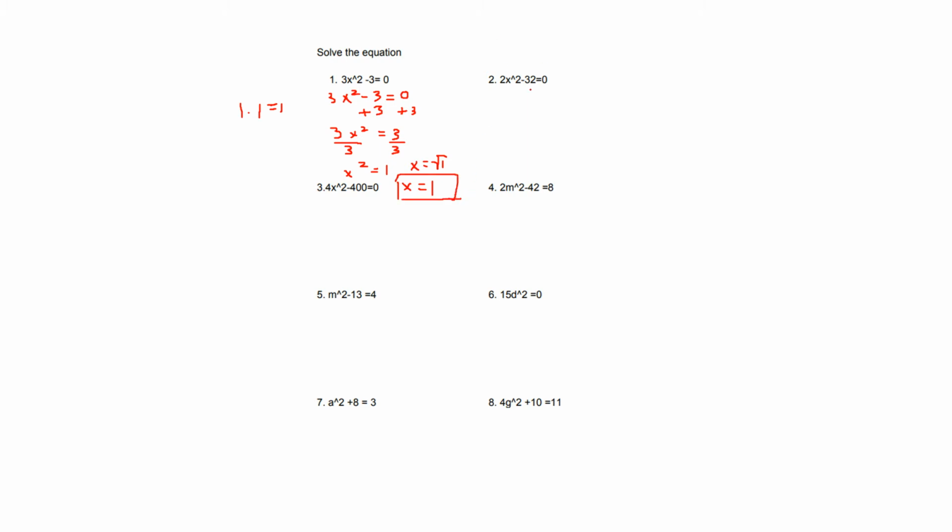Okay, for number 2, we have 2x squared minus 32, so we can isolate the 2x squared by moving the 32 over by adding, and divide both sides by 2, so it becomes x squared equals 16. So x equals square root of 16. And 16, like we did before, the factors are 16 and 1, 8 and 2, and 4 and 4. So x is going to equal 4.